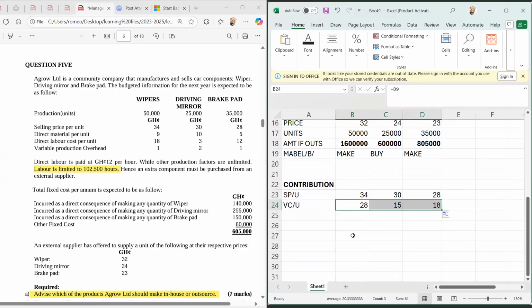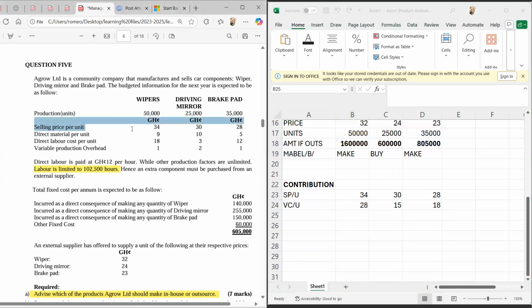You get it? Hello, Barbara. Okay. Hello, hello, hello. I'm looking at where you had the selling price. Yeah, the selling price. The 34, it is in the question. Yeah, it's in the question. This is it. The 34, 30, 28. You see it. Oh, okay, okay. You get it. Okay. So what's our contribution now?